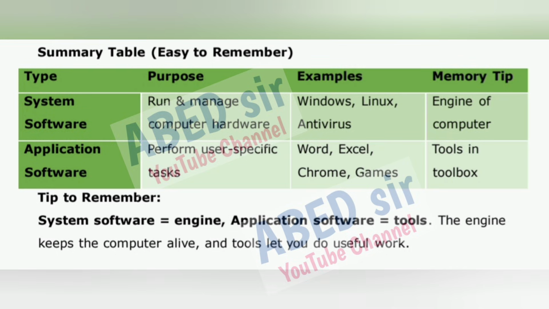Summary table, easy to remember. Type, purpose, examples, memory tip. System software: run and manage computer hardware; Windows, Linux, antivirus; engine of computer. Application software: perform user-specific tasks; Word, Excel, Chrome, games; tools in toolbox. Tip to remember: system software equals engine, application software equals tools. The engine keeps the computer alive, and tools let you do useful work.